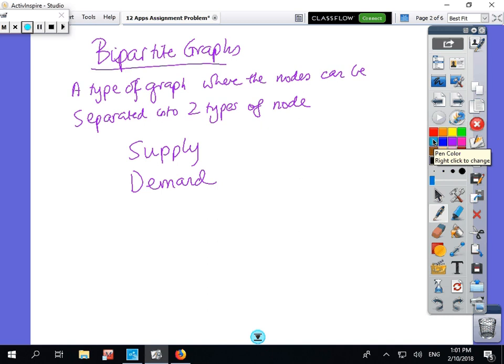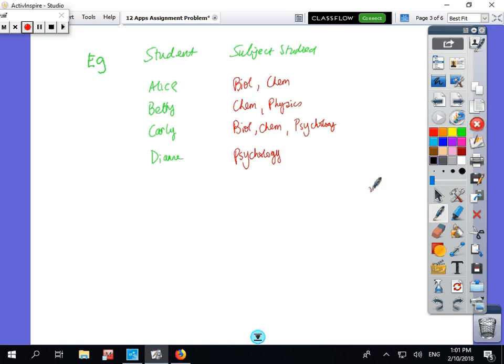A bipartite graph is a type of graph where the nodes can be separated into 2 types of nodes. One is the supply and one is the demand. Copy that and we'll look at an example. We've got an example of 4 students in a class and the subjects they studied. This is what the bipartite graph would look like. So that's this information.